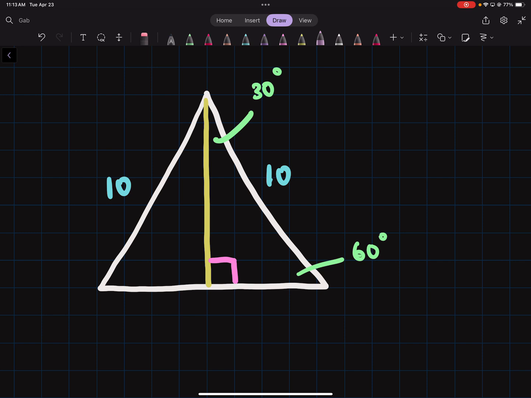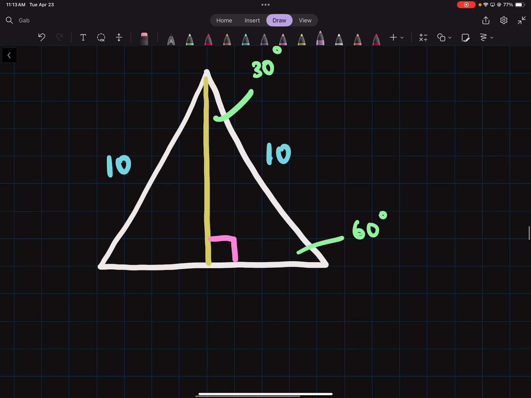So what do you see? 30, 60, 90. And that is a special right triangle. Do you guys remember how to find the short side right here? It's X. It is X, but then how do you find X? That one is 2X. And then you solve for it, so X is 5.